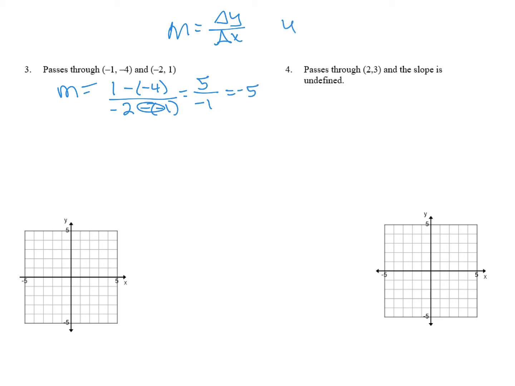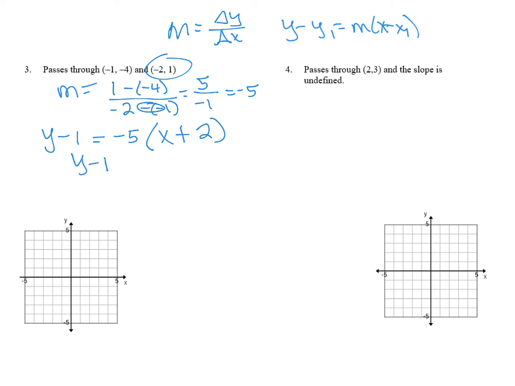Then I can go to my point slope form. And so y minus y1, and I can choose either one of these points. It does not matter. I'm going to use negative 2, 1. So y minus 1 equals m, which is negative 5, times x minus negative 2. Now, minus a negative is a positive, so I'm going to save myself a little time and change this to a plus 2. So y minus 1 equals negative 5x minus 10.